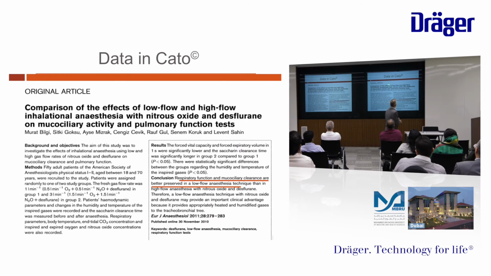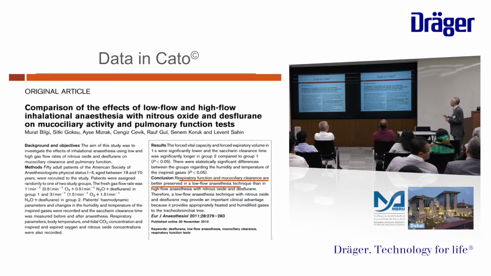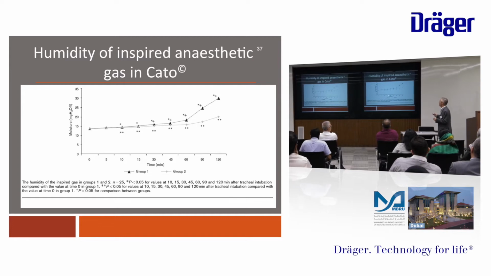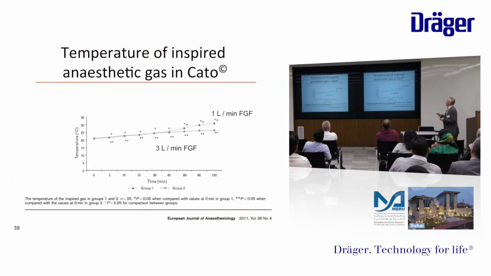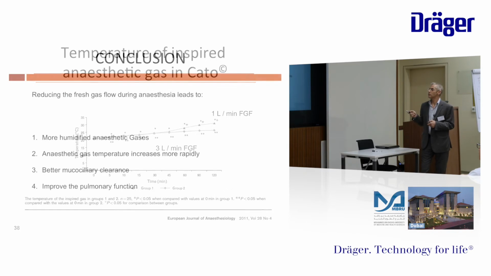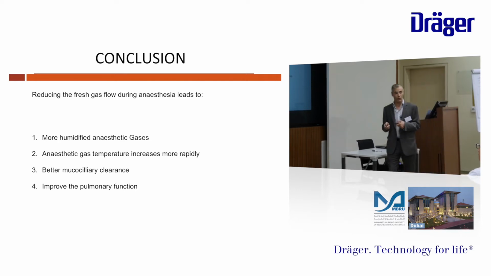Actually, this is a big study with data from CATO. CATO, of course, is a Dräger machine, and the conclusion showed us that respiratory function and mucociliary clearance are better preserved in a low-flow anesthesia technique. Again, for humidity, it showed us that the lower the fresh gas flow, the better the humidity will be. And this is the temperature of inspired gases. The conclusion is that reducing fresh gas flow during anesthesia led to more humidified anesthetic gases. Anesthetic gas temperature increased more rapidly, with better mucociliary clearance, and it will improve pulmonary function.